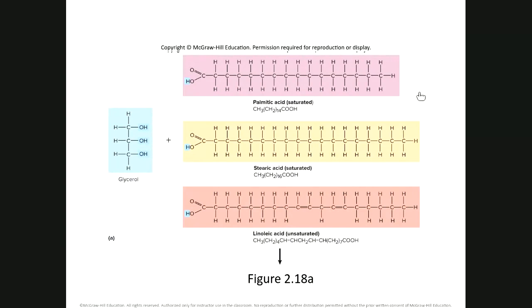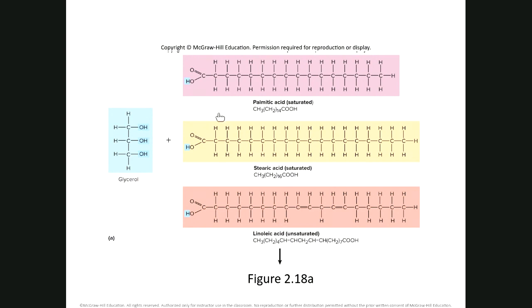All right, first of all, a triglyceride. We're talking about the structure of a triglyceride. So we're going to have one fatty acid, a second fatty acid, and a third fatty acid. So that's 3, triglyceride. Glyceride, because these 3 fatty acids are bound to a glycerol molecule. All right, so this is the structure of a triglyceride.